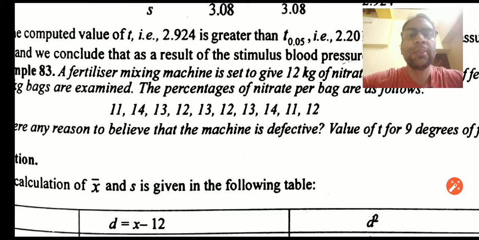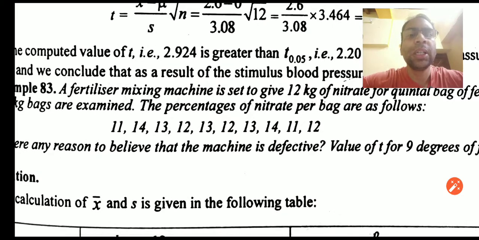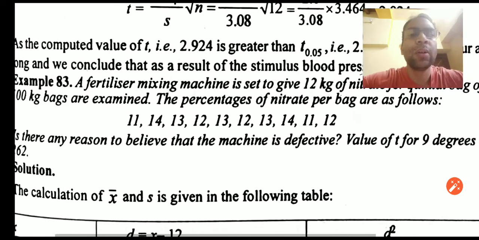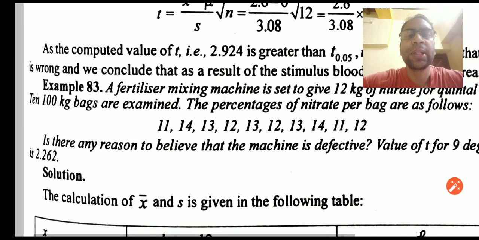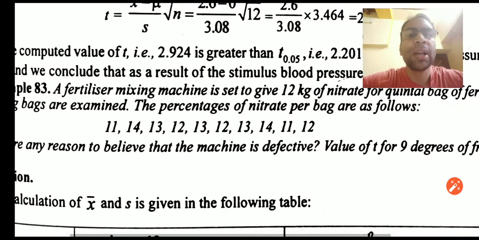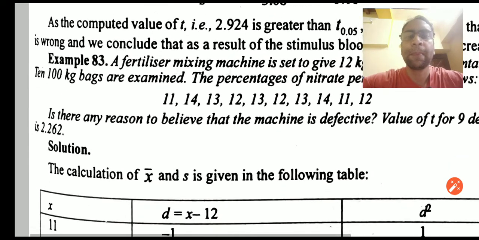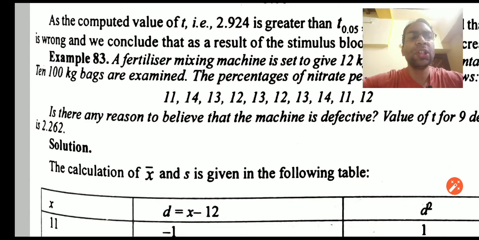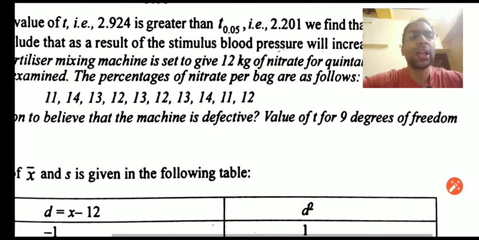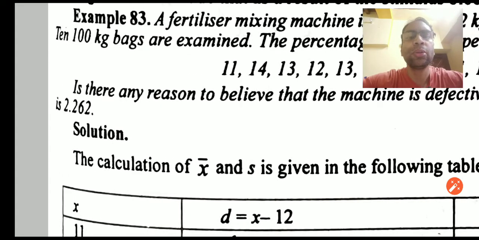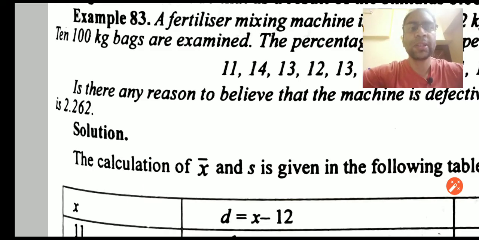Let's see this example number 83. A fertilizer mixing machine is said to give 12 kg of nitrate per quintal bag of fertilizer of 100 kg. Now 10 of the 100 kg bags are examined. The percentage of nitrate per bag are as follows: 11, 14, 13, 12, 13, 12, 13, 14, 11 and 12. Is there any reason to believe that the machine is defective? The value for T for 9 degrees of freedom is given as 2.262. So we have some data. We have the standard value of the T at some specific degree of freedom.